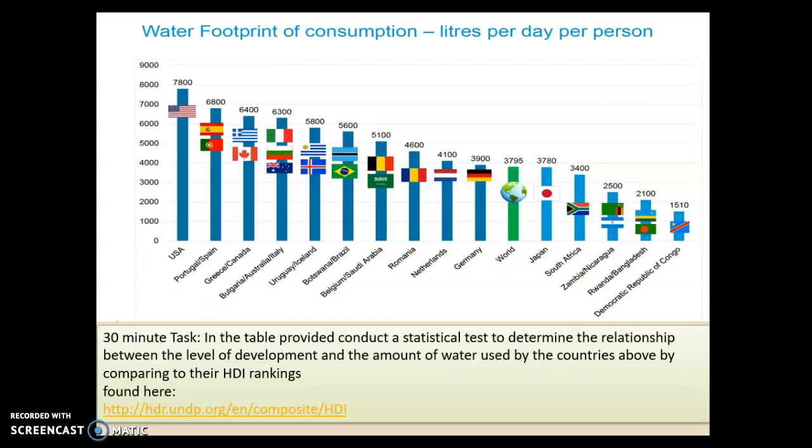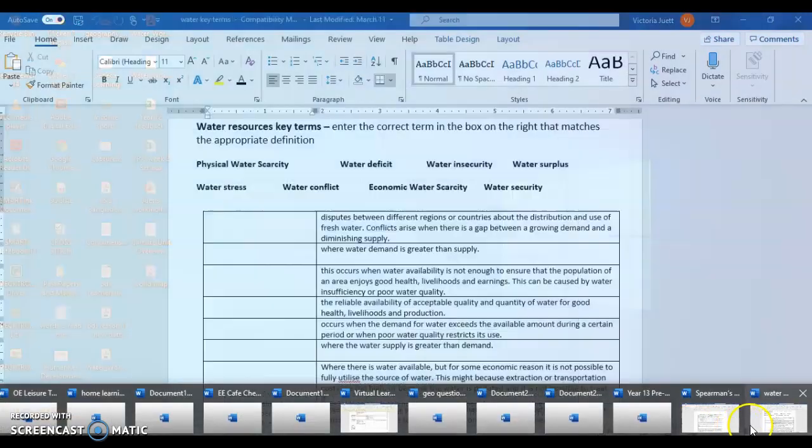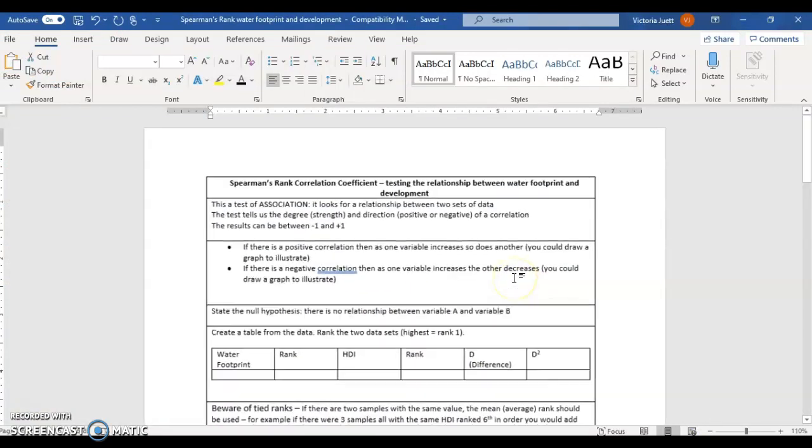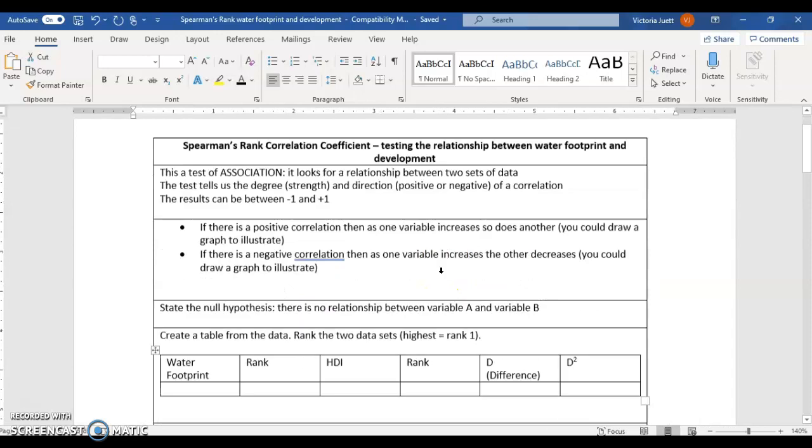Right, so your first task, what you're going to need to do is download the Word document that is called Spearman's Rank. You're going to use these 15 countries on this graph here to do a statistical test. The data that you've got here is their water footprint per country, and you are going to compare that to their HDI ranking, so their Human Development Index ranking. Download the Word document. It looks like this, and it talks you through step by step what you need to do.